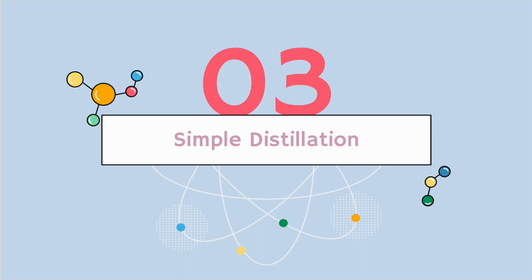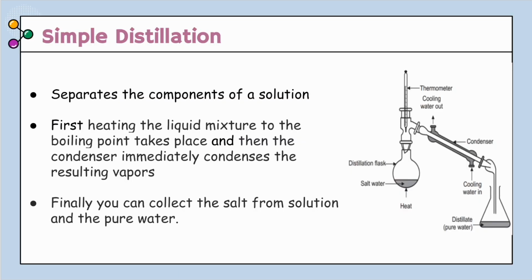Next is simple distillation. Simple distillation separates the components of a solution. First, heating the liquid mixture to the boiling point takes place, and then the condenser immediately condenses the resulting vapors. Finally, you can collect the salt from solution and the pure water. The salt remains in the flask and water is condensed and goes in the flask as pure water. Sometimes the salt becomes so concentrated that it will eventually crystallize. An example of this is separating salt water to create pure water and salt.